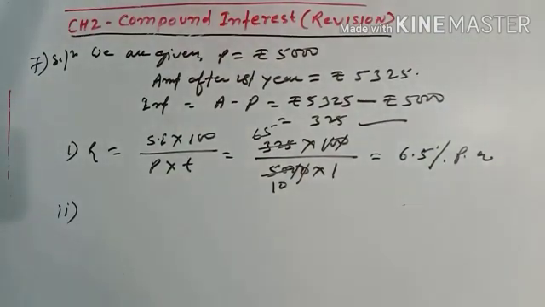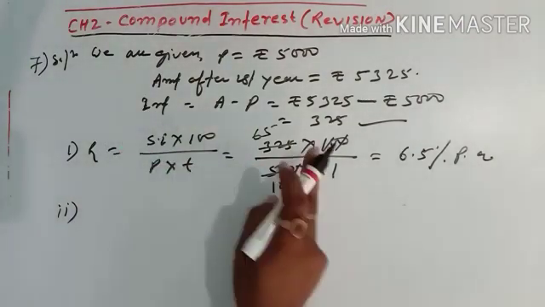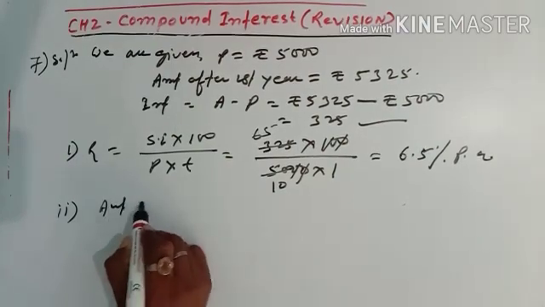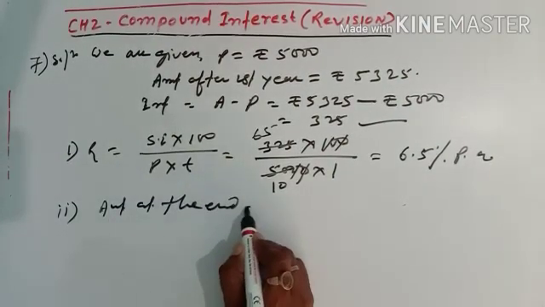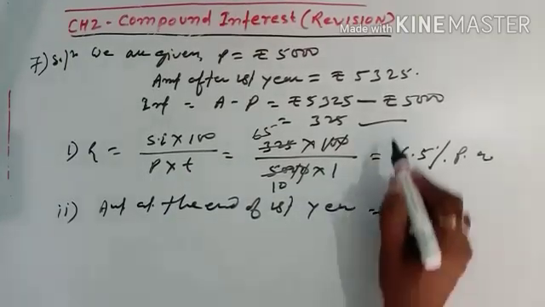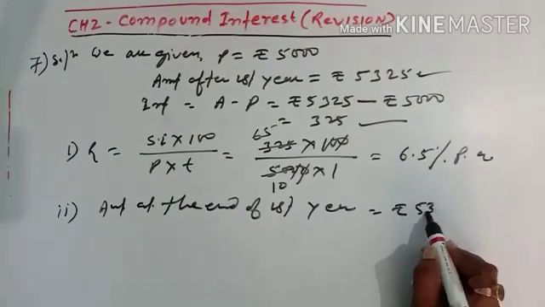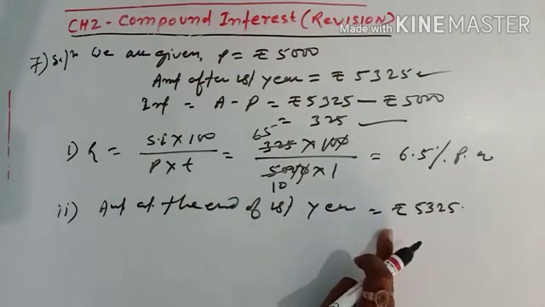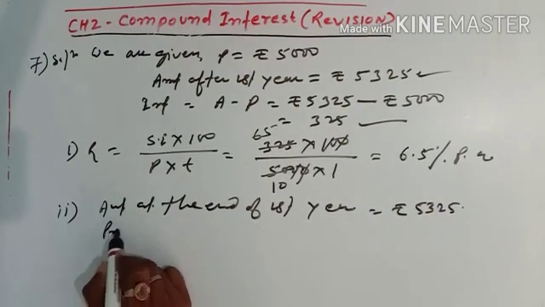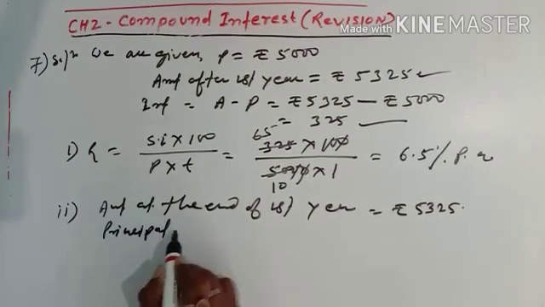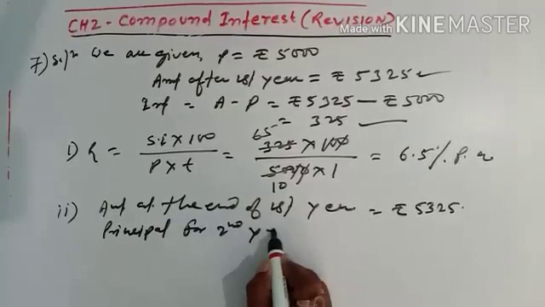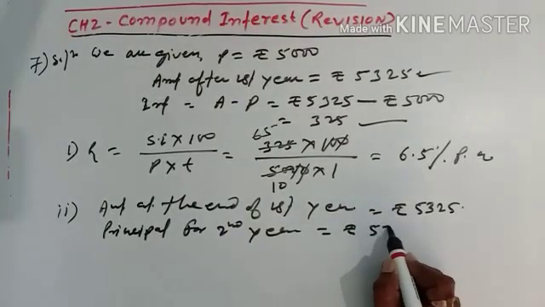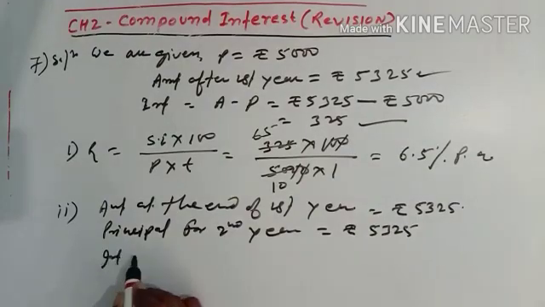Now the second part of this question is what? It is the amount at the end of second year to the nearest rupee. So first we will calculate what? The amount at the end of first year is already given. It is 5325. Okay, this is the amount at the end of first year. Now this amount would be the principal for the second year. So the principal for the second year, the same thing, rupees 5325.